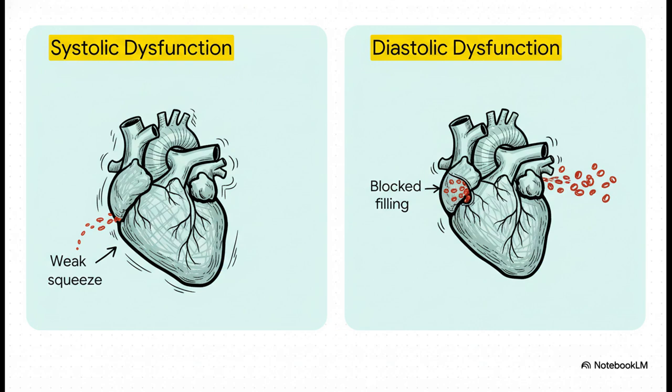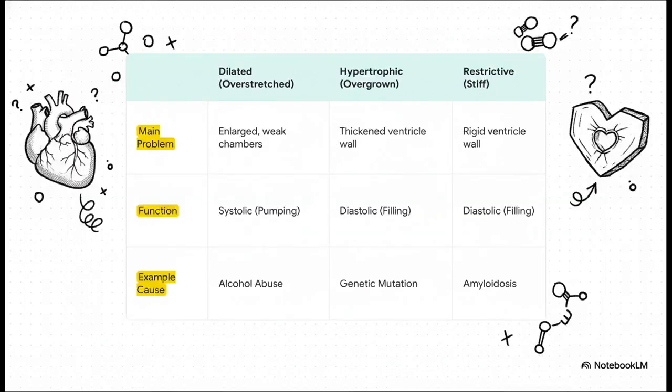Dilated cardiomyopathy, the overstretched one, that's a pumping issue. The heart can't squeeze properly. But the other two, hypertrophic and restrictive, they're both filling issues. The heart is too thick or too stiff to relax and let blood in. And this table just lays it all out perfectly.